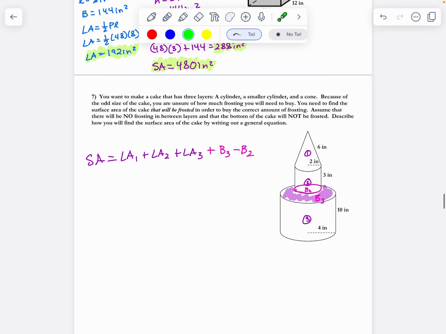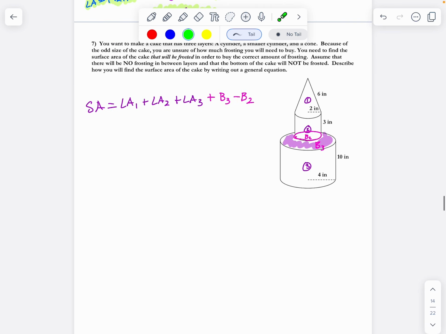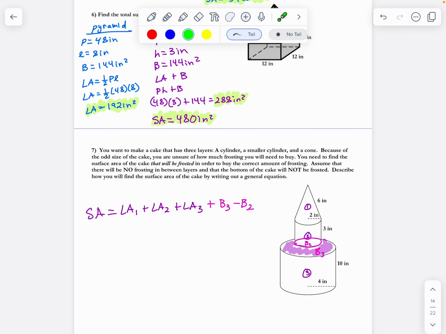And that's it. Actually, that's all we had to do. So this problem wasn't even that difficult. We didn't have to solve anything on here, just write a general formula. So there we go. We're done.